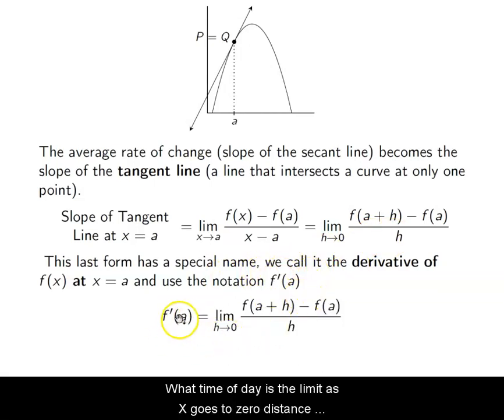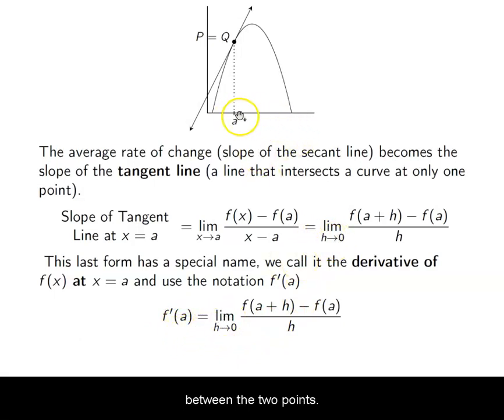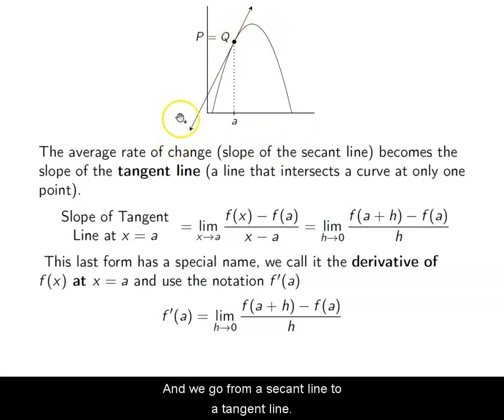So f prime of a is the limit as h goes to 0. The distance between the two points becomes nothing, and we go from a secant line to a tangent line. And this is how I can write that, the difference quotient. Just to reiterate, it's the slope of the tangent line. So instead of average rate of change, it's instantaneous rate of change. It's how my function is changing at exactly this moment in time.